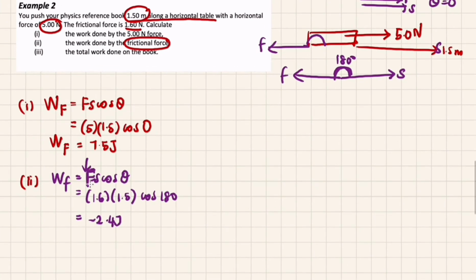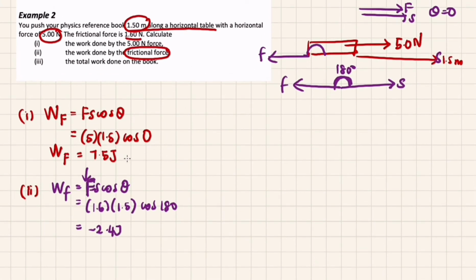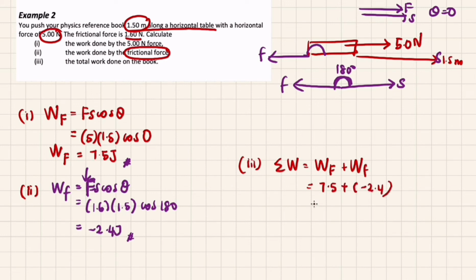Now that we have the work done by our external force and the work done by our friction, number 3 is the total work done. We know the total work done is the sum: work done by our external force plus work done by our frictional force. So we just add them: 7.5 plus negative 2.4. We get our final answer, 5.1 joules.